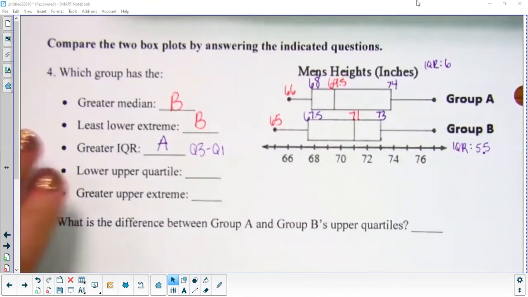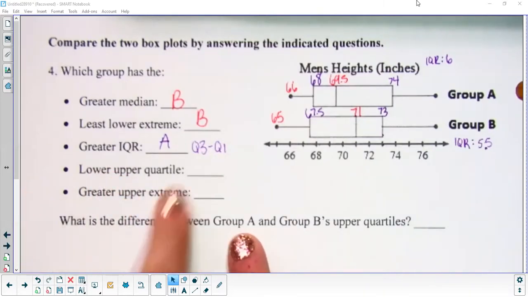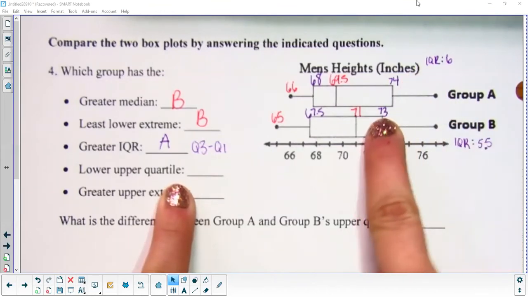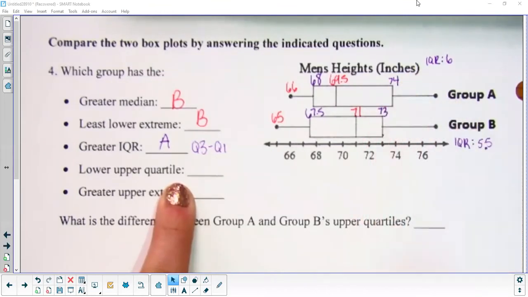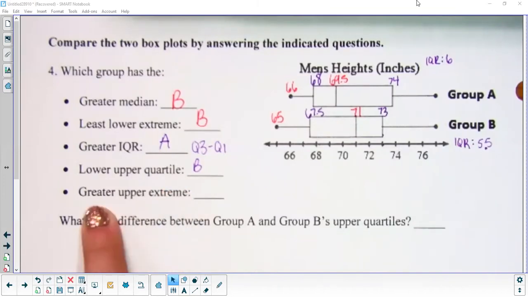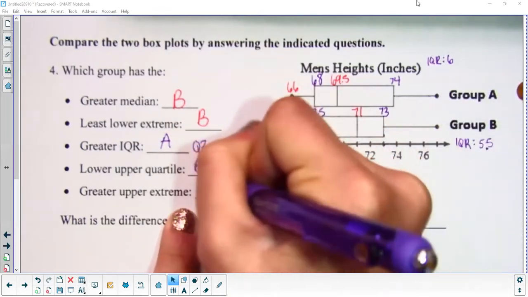All right, which one has the lower upper quartile? So the upper quartile is Q3. So which one has the lowest here? That one's going to be 73 because 73 is smaller than 74. So 73, group B is my lower one. The greater upper extreme. Now here, my upper extremes on the very end, they're the exact same. So we're going to put same.